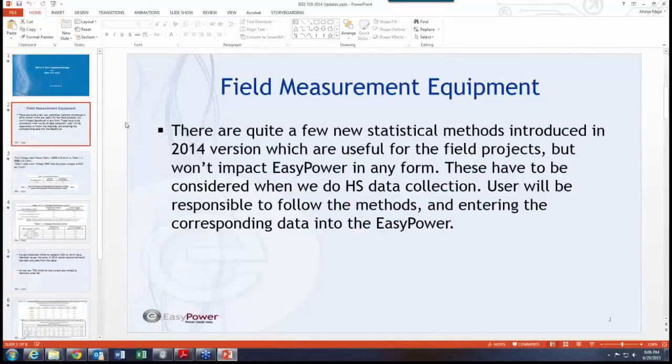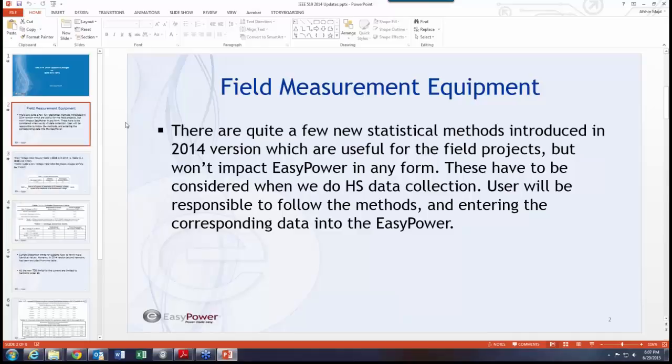First, field measurement equipment. There are quite a few new statistical methods introduced in the 2014 version which are useful for the field projects but won't impact EasyPower in any form. These have to be considered when we do harmonic study data collection. The user will be responsible for following the methods and entering the corresponding data into EasyPower. What this slide means is that the 2014 version of 519 has added quite a bit of requirements for the measurement devices in terms of the window of the measurement, accuracy classes, and type of reading the data. All those things have been added.